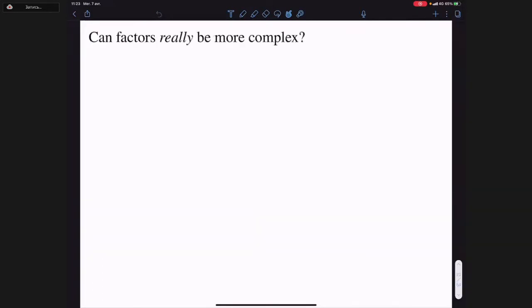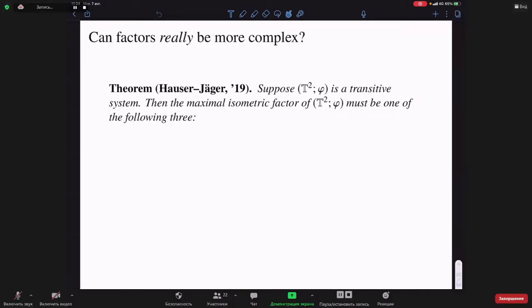Okay, but if you look in practice, what happens? Are factors really more complex than the system you start with? And if you look at simple cases, then you observe, no, for some reason, certain factors tend to be less complicated. However, there are unfortunately not so many precise results in this direction. And one of them I'm going to tell you now. This is a theorem by Hauser and Jäger, two people from Jena, not so long ago. And it goes like this.